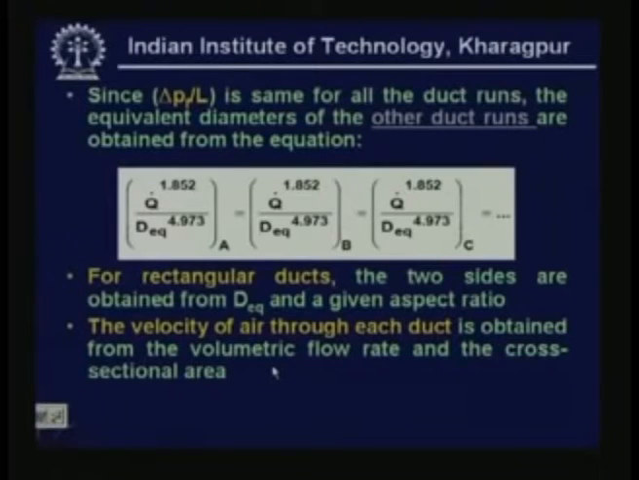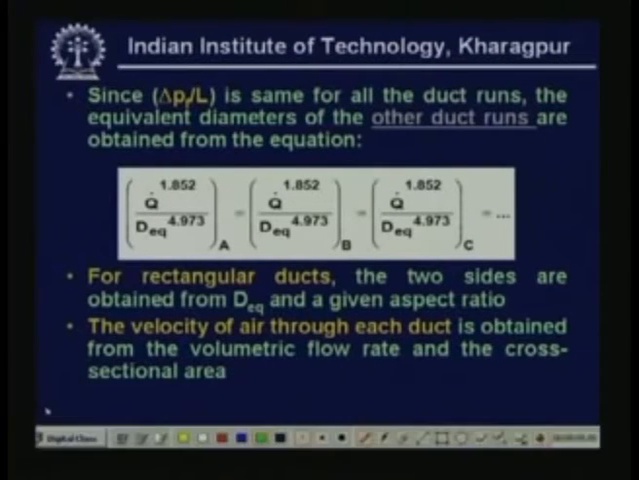Since delta Pf by L is the same for all the duct runs, the equivalent diameters of the other duct runs are obtained from the following equation: Q dot to the power of 1.852 divided by D equivalent to the power of 4.973 of A is equal to this of B, which is equal to this of C, etc.